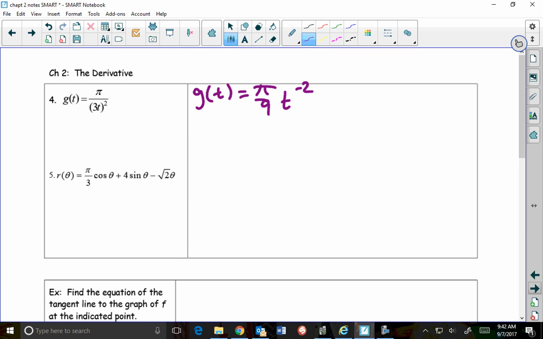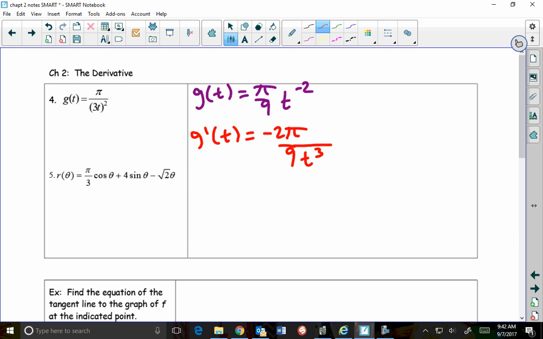And then there was t squared in the denominator. So I brought it up to be in my numerator. Pre-calc so far. Don't you love it when I say that to you? And now we're going to do the calculus part. See if you get it.